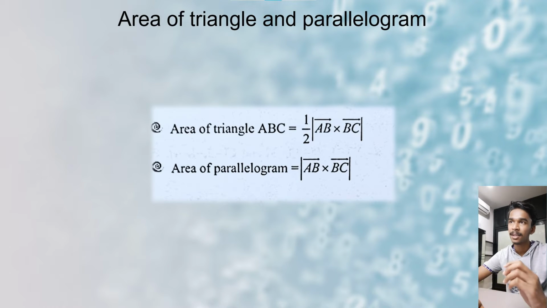Besides that, area of triangle and parallelogram. In order to find the area of triangle and parallelogram, we can use the respective formulas. The first formula is to find the area of triangle, and the second formula is to find the area of parallelogram, which is we do not have to divide by 2.